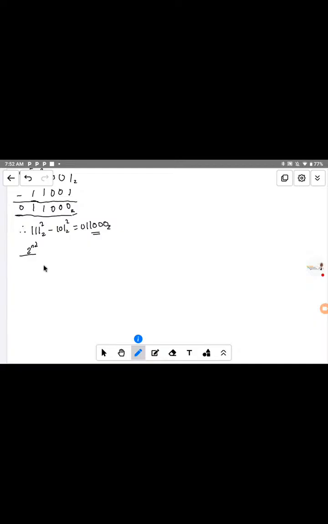Now, the second method, where we're using a binary code, that is what we'll be using. Now, how do you apply the binary code?